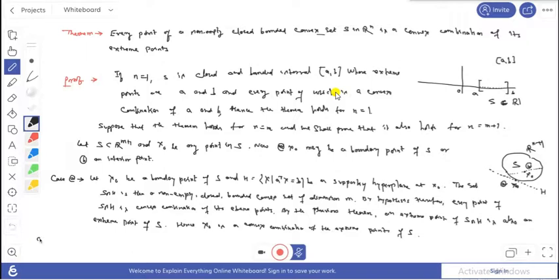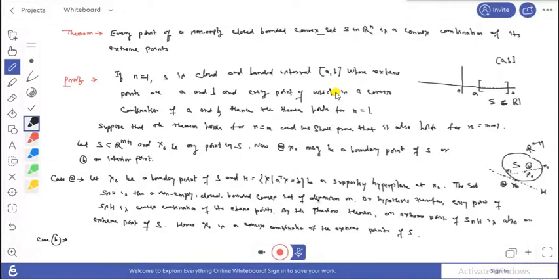So for case B, if we assume that this x naught is an interior point of S, then take any line through this x naught point. Suppose x1 is a boundary point here and x2 is a boundary point here. So this x naught point can be written as a convex combination of these two boundary points, x1 and x2. And from case one, you also know that any boundary point can be written as a convex combination of its extreme points. So that's why any point x naught is a convex combination of its extreme points.